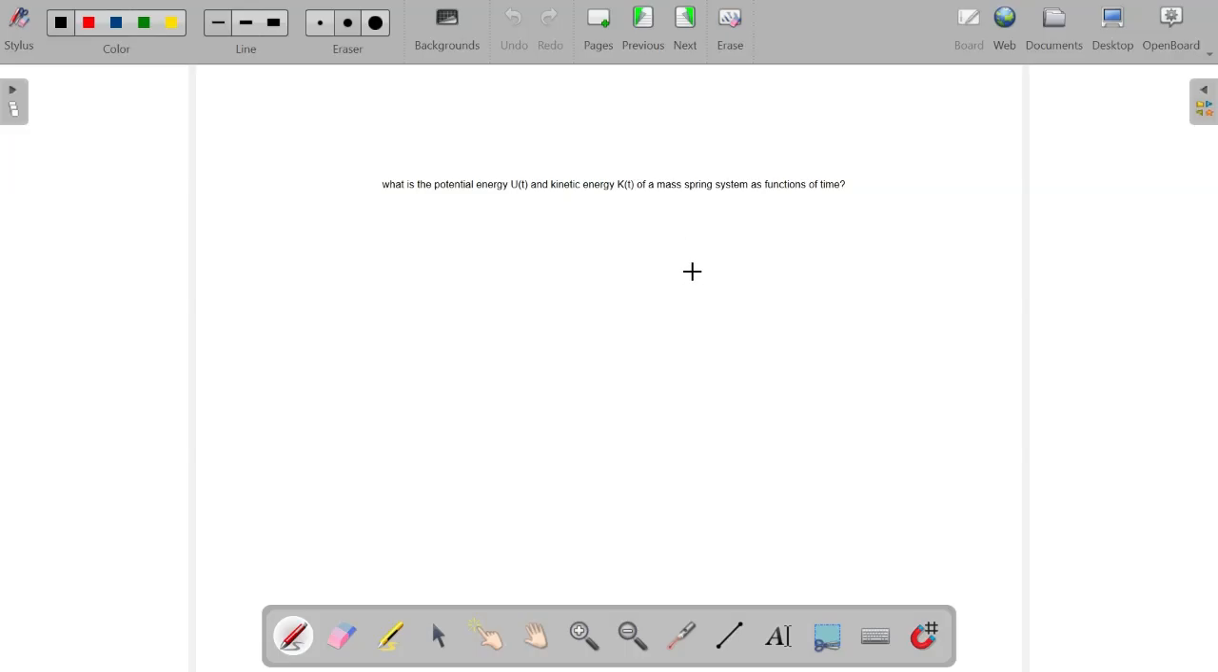What are the potential energy and kinetic energy of a mass-spring system as functions of time? Okay, so what we know is that potential energy is going to be spring energy. That means U is equal to 1/2 kx squared. And for kinetic energy, K equals 1/2 mv squared. So for both of these with a mass-spring system, what is the value that's changing?